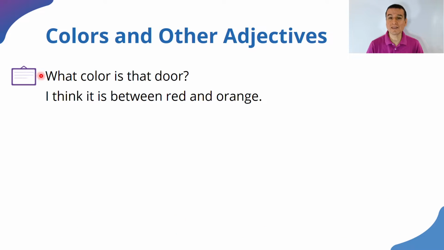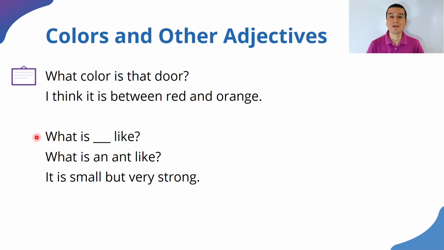All right. The question that we have to ask about the color of something is something like this. What color is that door, for example? We could say it's red, but we could also say, I think it is between red and orange. So we can review our prepositions of place. Remember, it is a color in between, not completely red, not completely orange, but we could say it's between red and orange. All right? And the question to ask about the main characteristics of something is what is, and then we have the noun, and like: what is it like.